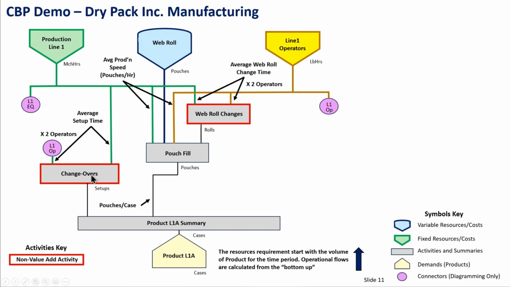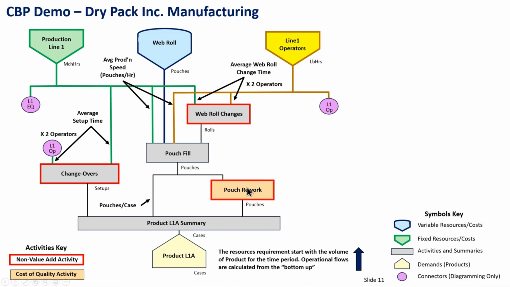We could reduce the number of changeovers. So we could run longer product runs or reduce the time of a changeover. We would have an impact on efficiency and ultimately in reducing costs. And then we have rework. So I describe this as a cost of quality activity. That one I would call part of the internal failure costs, and hence that color.